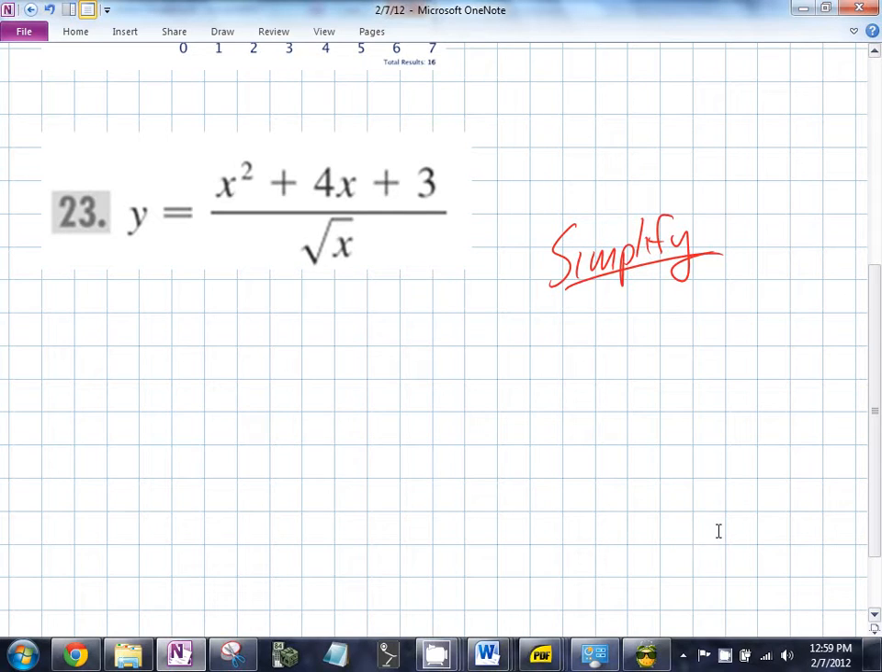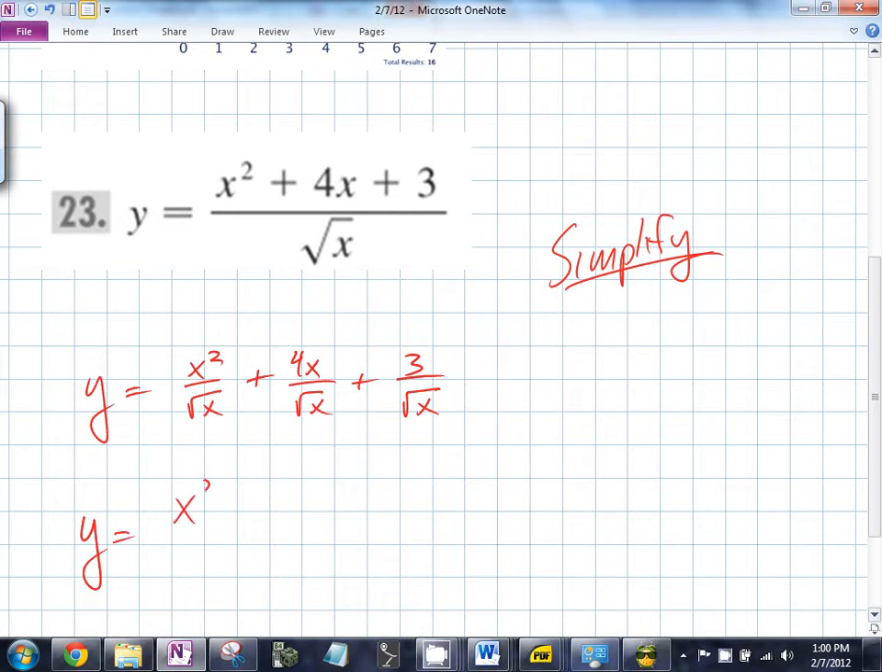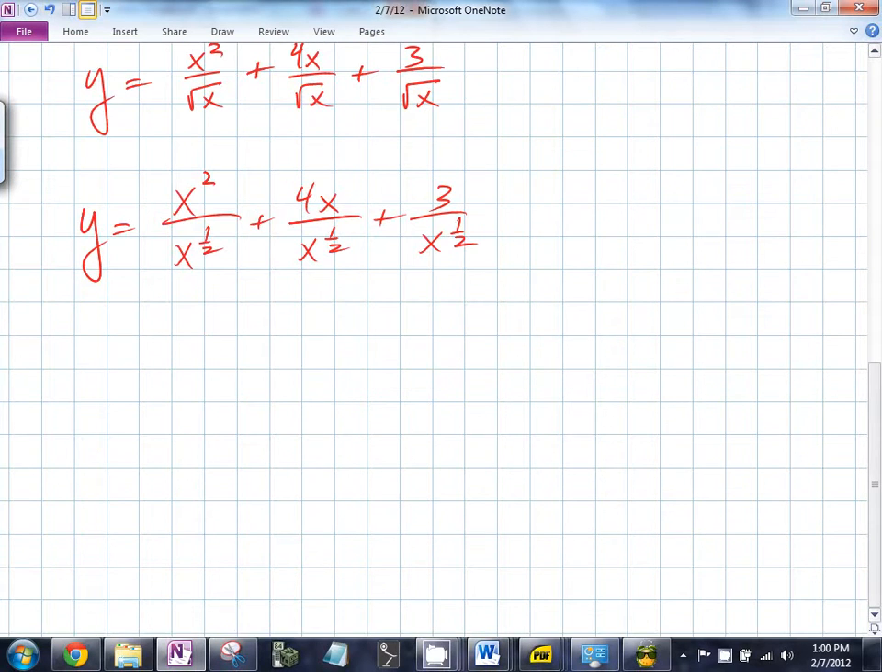Yes. Separate fractions. y is equal to x squared over root x plus 4x over root x plus 3 over root x. What is the square root of x? What power is that? x to the 2 over x to the 1/2 plus 4x over x to the 1/2 plus 3 over x to the 1/2. Now what can you write it as? What is x squared over x to the 1/2? x to the what power?